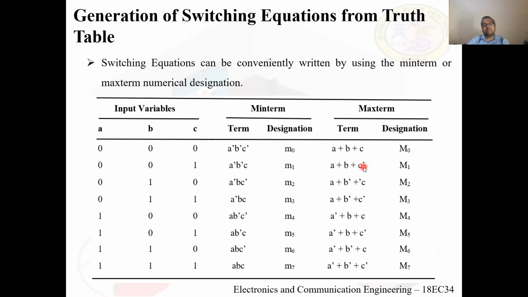Everyone understood the difference between the min term and the max term? How do you write the min term and the max term? Min term, how do you write it? As you see here, in positive logic, if it is 0, we write it as A bar. If it is 1, we write it as A. We consider that while writing the min term. But when writing the max term, it is the inversion of it. If it is 0, you write it as A. If it is 1, you write it as A bar there. And that's how you write for all the 8 combinations here.